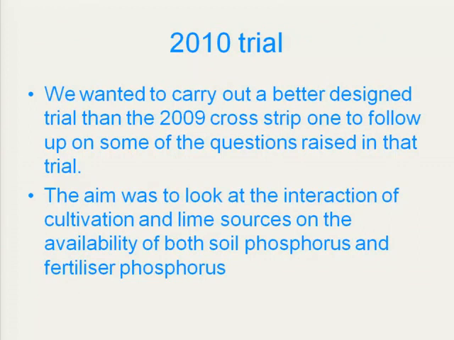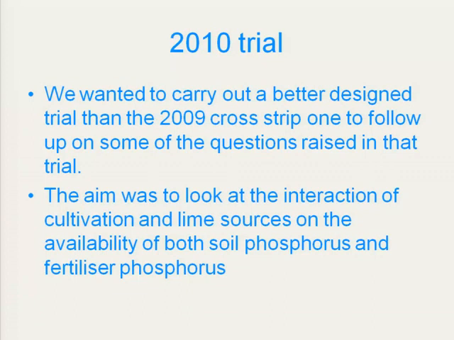Now, in 2010, we wanted to do that trial better, and so we put together a factorial. We were interested in what liming and cultivation did to the availability of soil phosphate, but we were also interested in whether liming and cultivation affected the effectiveness of fertiliser phosphate down the spout. They're two very different things. They get confused very often in stuff I review. The availability of the soil reserves, where you need the root exploration, can be very different from the placed reserves where you need far less exploration, you need different characteristics of the plant.